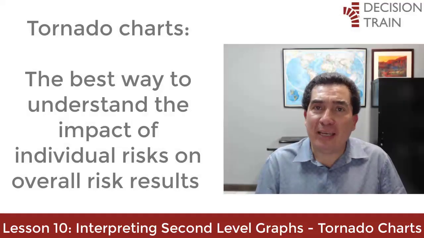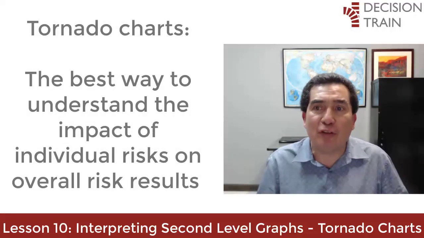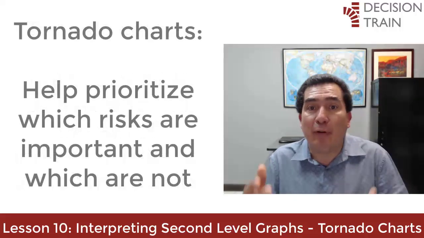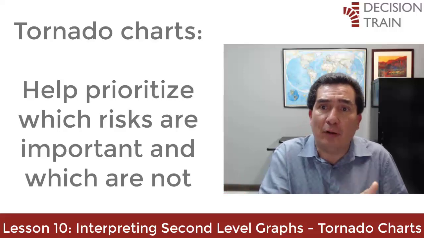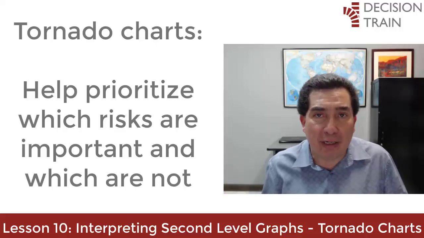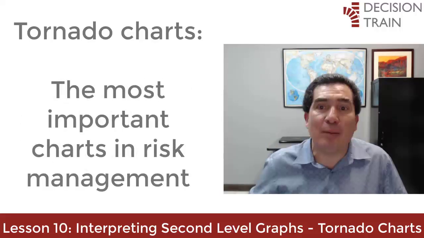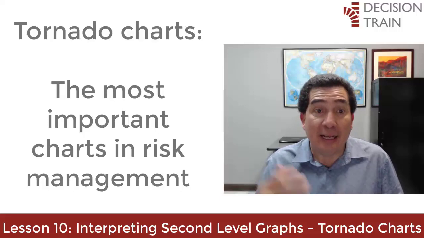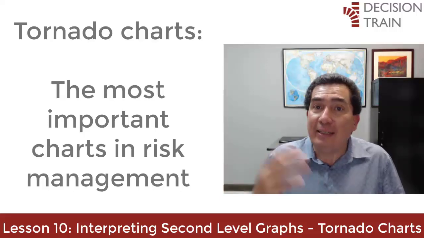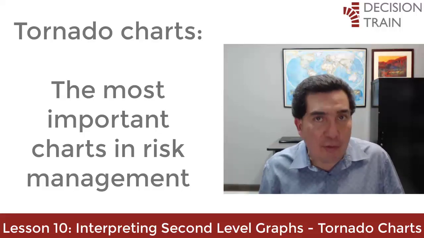The best way to understand the impact of individual risks or risk categories on overall risk results is through tornado charts. Otherwise, tornado charts help prioritize which risks are important and which are not so important in quantitative prioritization. From this point of view, tornado charts are perhaps the most important charts in risk management, as they allow you to prioritize scarce management resources, time, and money, among the total range of project risks that could appear.